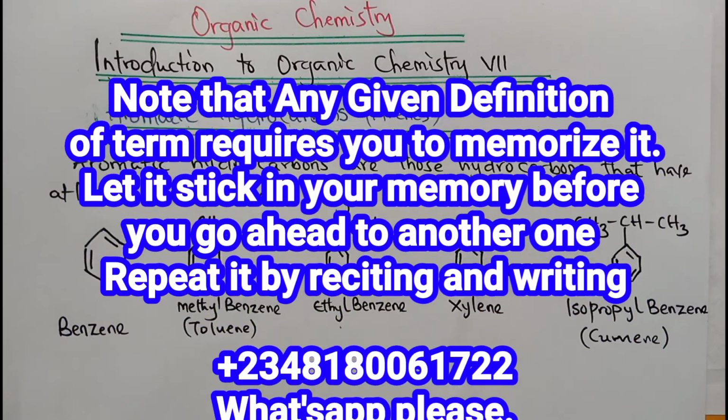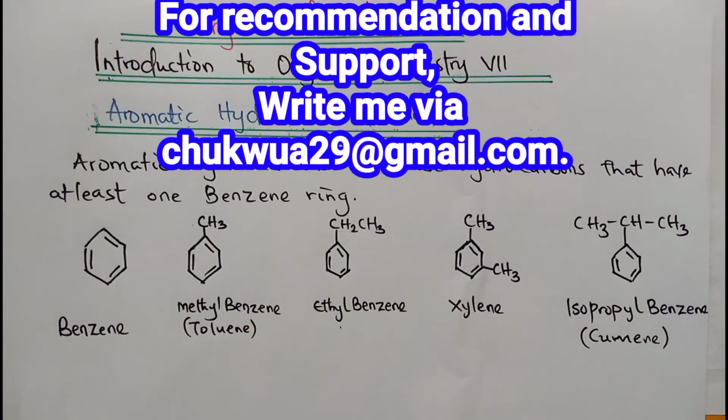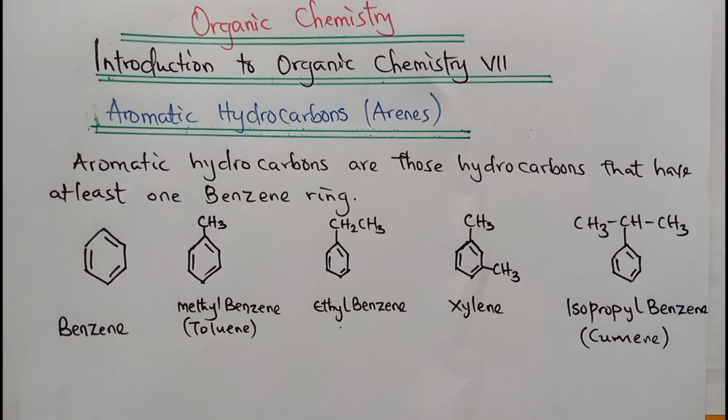In this video, we're going to look into aromatic hydrocarbons, another name for them is aromates. Aromatic hydrocarbons are those hydrocarbons that have at least one benzene ring, just like this. They must have something that looks like this. We have benzene, methylbenzene, ethylbenzene, xylene, isopropylbenzene. These xylenes are of three types.